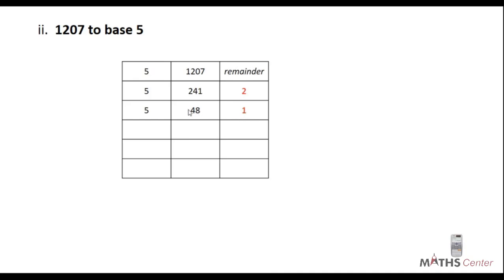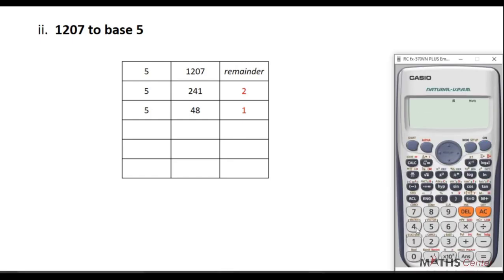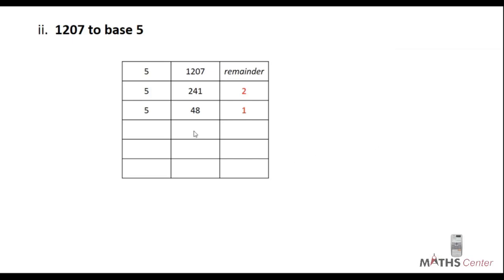The next one, divide 48 by 5. So 48 divided by 5, and we are getting 9.6. So the whole number is 9. So you write 9 here. If you want to find the remainder, multiply 9 by 5, and 9 times 5 will give us 45. You subtract 45 from the number on top of it, which is 48, and that will give us a remainder of 3. The next one, you divide 9 by 5, and we are getting 1.